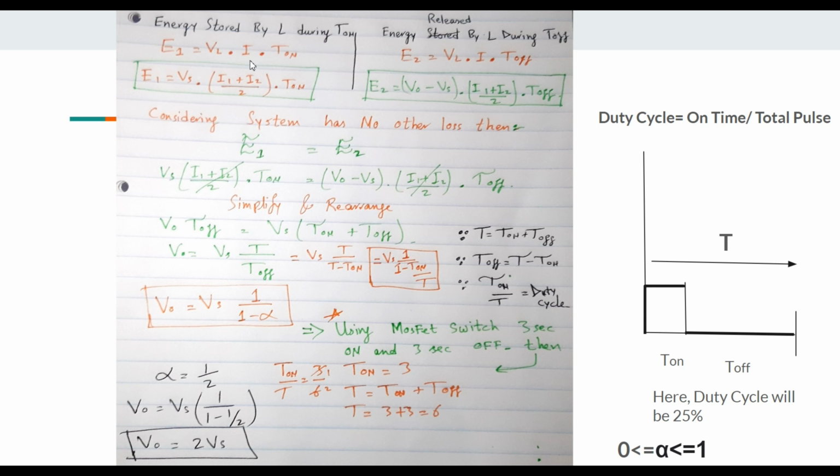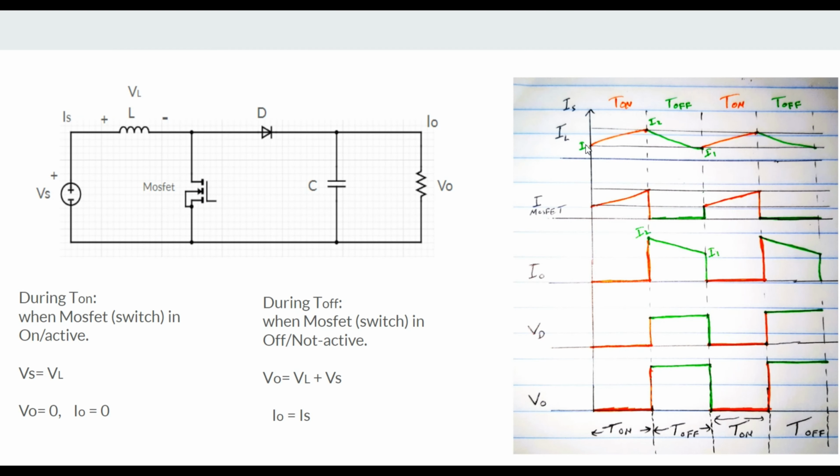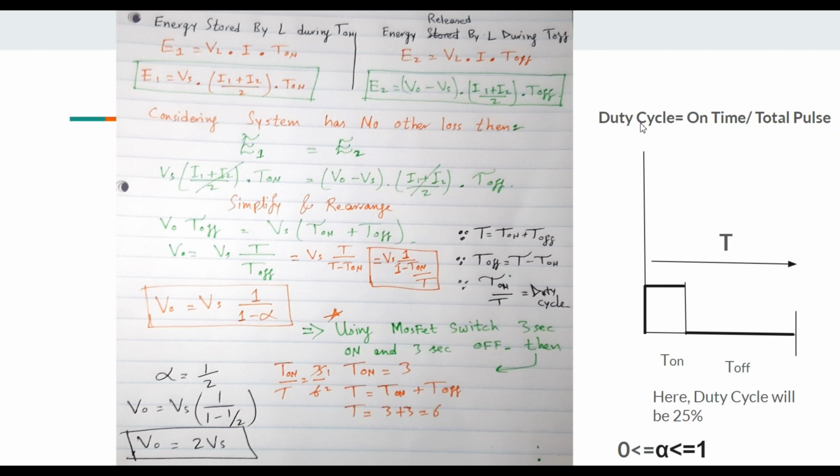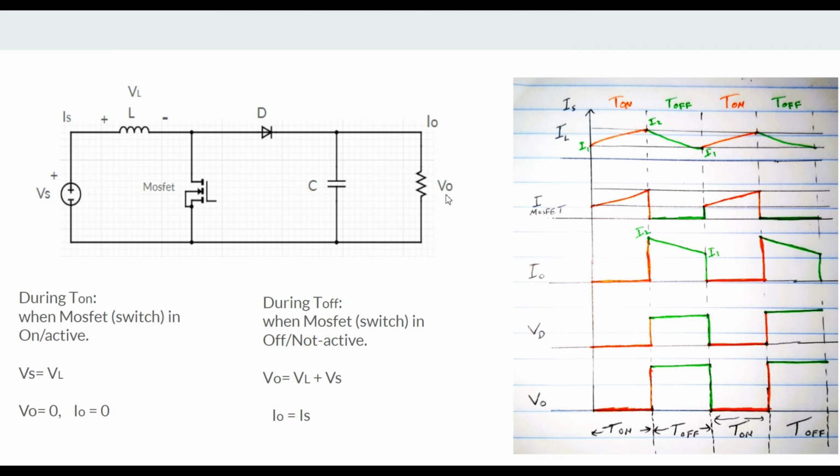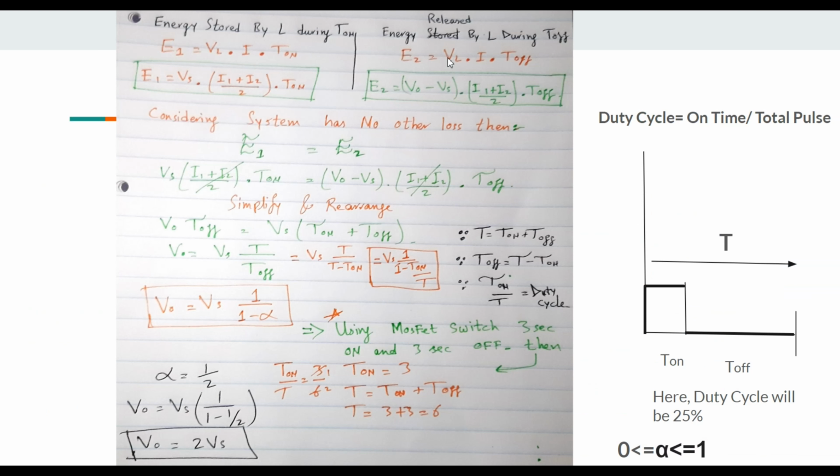I will make it a bit quick. This current will be the change of current. Here, the change of current will be I1 plus I2 divided by 2. From this point to this point, the current changes. That's why I put this formula here. In the same way I put it here. Then what is VL? V naught is equal to VL plus Vs here. Here VL will be, put this Vs on this side, and I just put it here. Considering the system has no other losses, we keep E1 equal to E2.